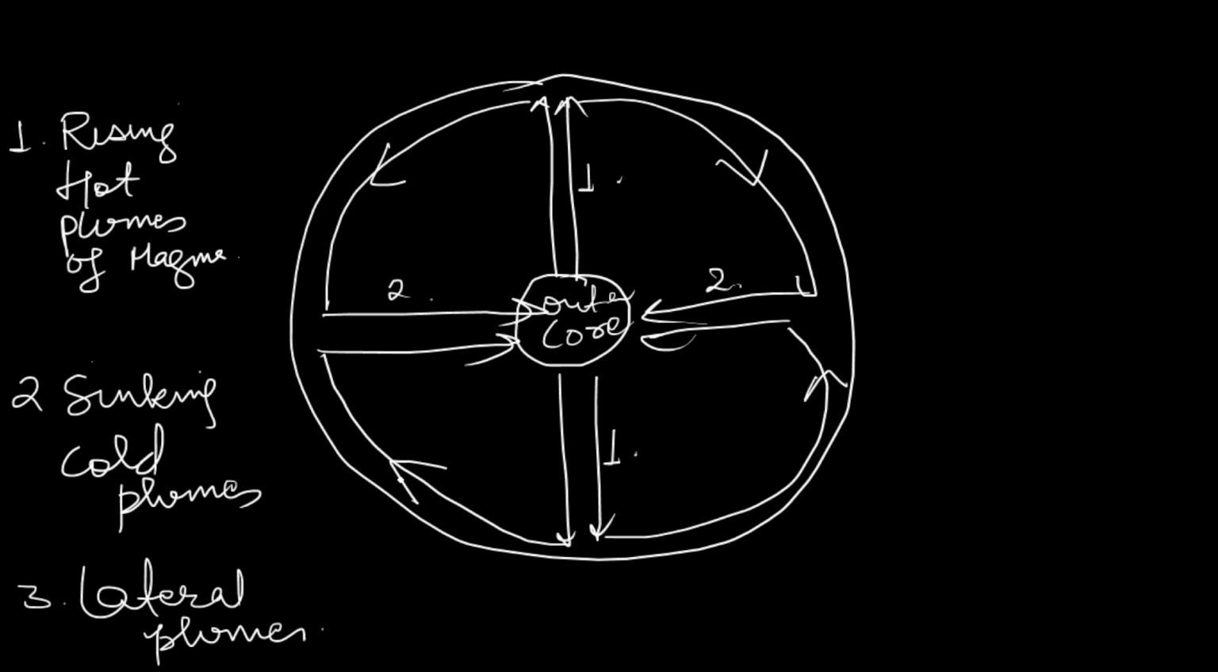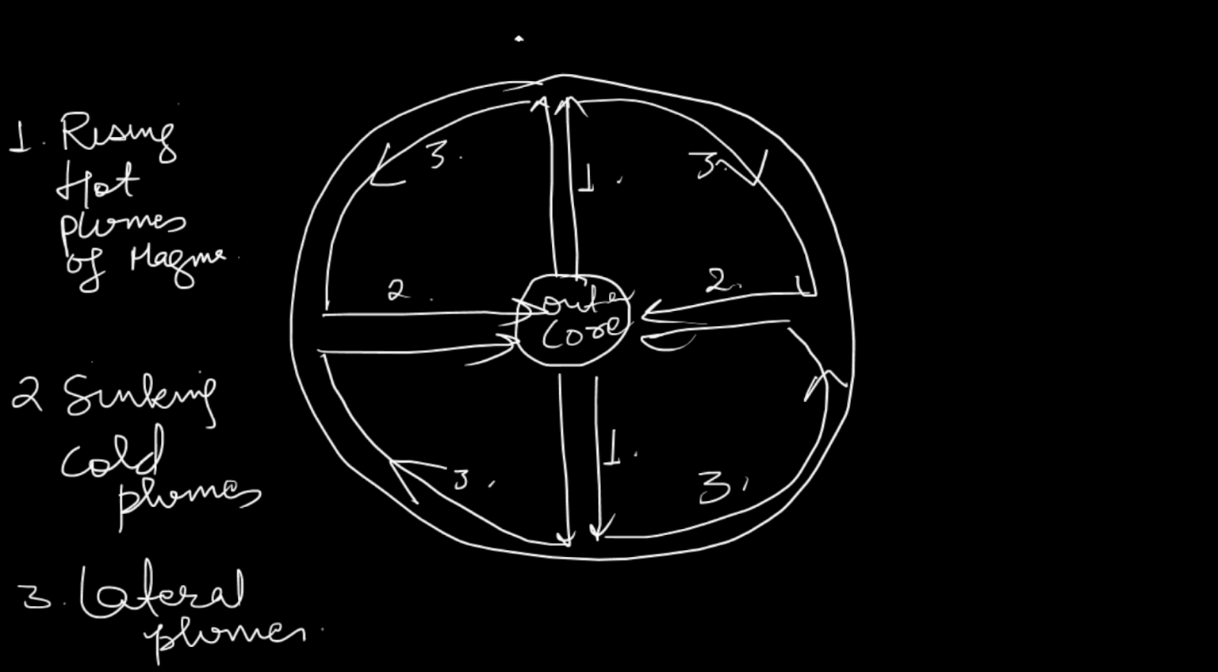So what happens? You will observe the pattern here that the magma is rising. This is the asthenosphere layer just below the crust. So the magma is rising from the rising hot plumes and then moving laterally and then sinking in the cold plumes. So this is the structure which you will be able to observe here. These are number three, that is lateral plumes. So this is what the convectional current theory is trying to explain.